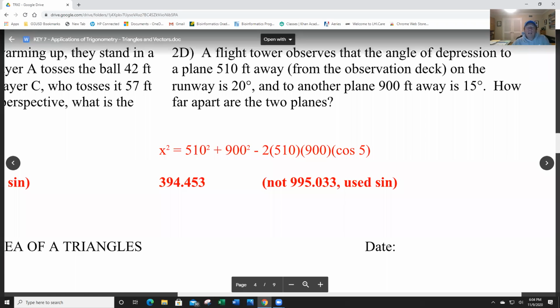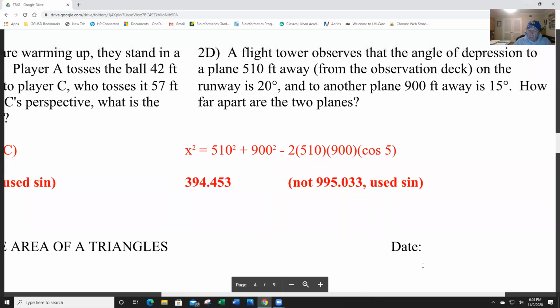A flight tower observes that the angle of depression to a plane 510 feet away from the observation deck on the runway is 20 degrees, and another plane 900 feet away is 15 degrees. How far apart are the 2 planes? Wow. Okay, so this, again, the trick here is getting the drawing. I'm going to do a couple of them. I'll show you what I'm thinking here, okay?